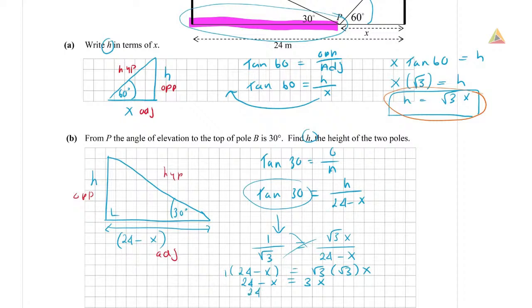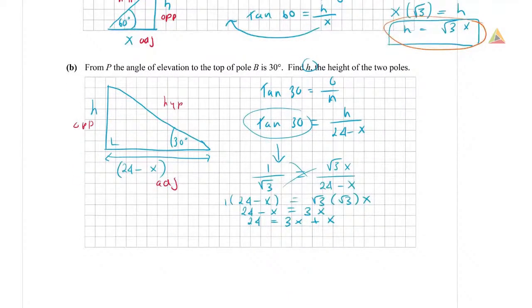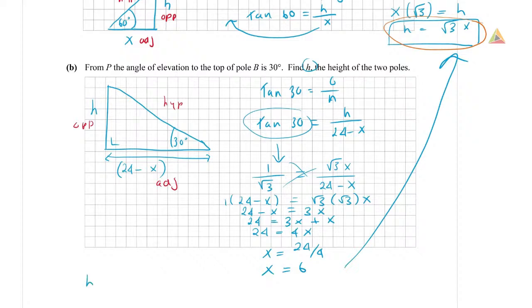So now we're going to bring x's to one side and numbers to the other. So we get 24 is equal to 3x plus x. When you add 3x plus x, you get 4x. So 24 is equal to 4x. So therefore x is equal to 24 over 4. x is 6. Now, we were asked to get what h is, not what x is, but we have h in terms of x. We got this in the previous question. So h is equal to root 3 times x. So we just fill in h is equal to root 3 times 6, which is 6 root 3.